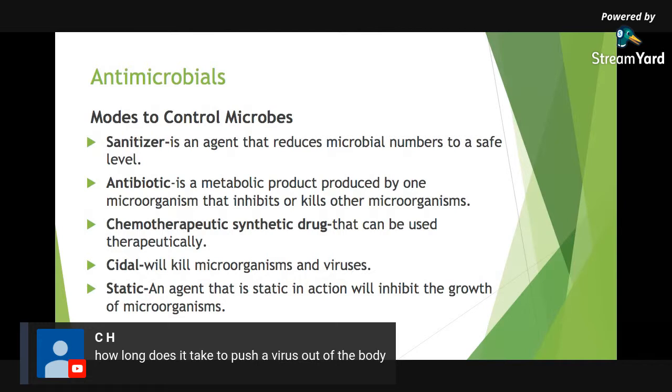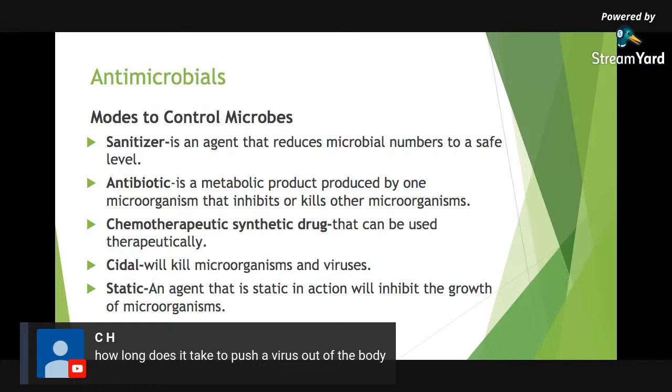An antibiotic is a metabolic product produced by one microorganism that inhibits or kills other microorganisms. Antibiotics used to be synthesized from other living organisms, but now there are synthetic antibiotics as well. Chemotherapeutic synthetic drugs can be used therapeutically. There are some cancers caused by things like viruses, so chemotherapy drugs can be used for that. They also use chemotherapy for malaria as well.